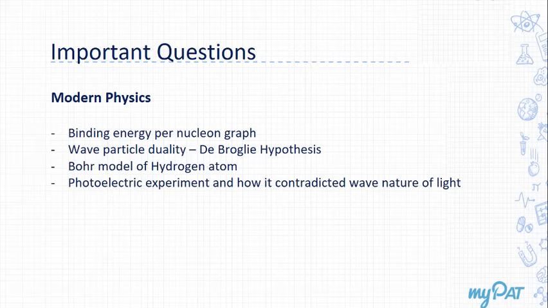In atomic physics, you must go through Bohr model of hydrogen atom. It will not take much time. In photoelectric effect, you can go through the photoelectric experiment and especially how it contradicted wave nature of light. Invariably questions are asked on this, and it can be very easily understood in half an hour or so, because these two things, namely hydrogen atom as well as the photoelectric experiment, you might have studied in chemistry also. So you can very easily go through these two, which will take very less time.